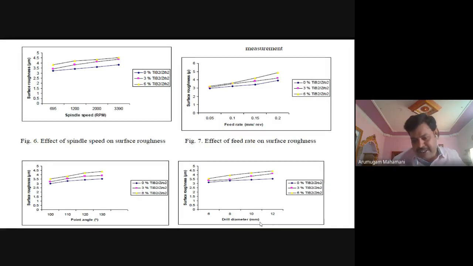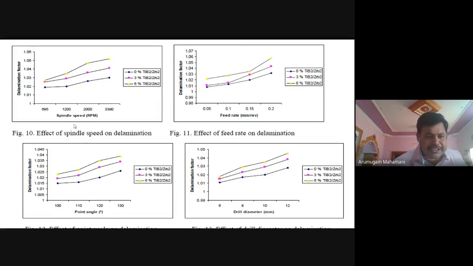Then again, drilling diameter versus surface roughness. As usual, smaller diameter gives lower surface roughness and higher diameter gives more, even though the variation is very limited. Similarly, for spindle speed versus delamination, everything is increased. In all the observations, the delamination for the 6% composite is more.